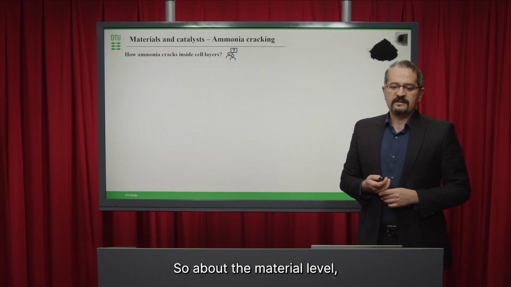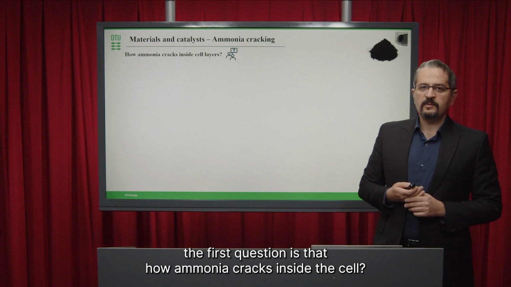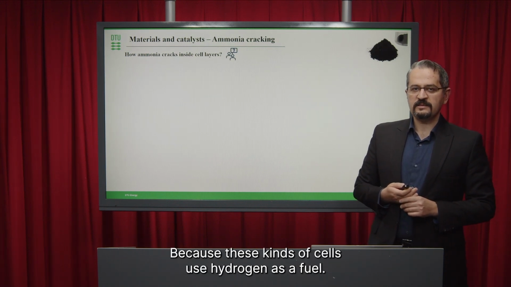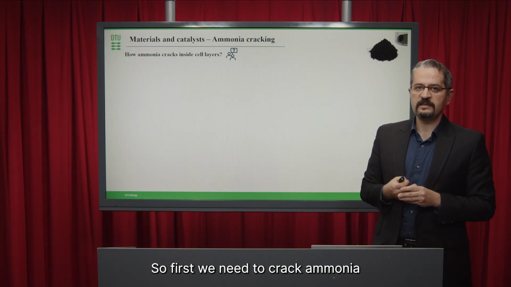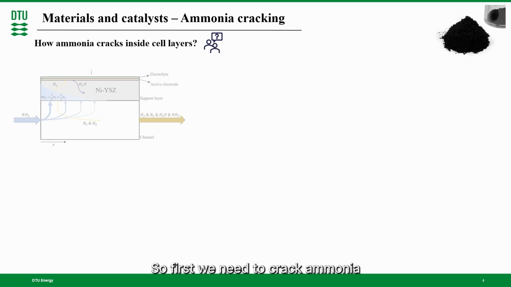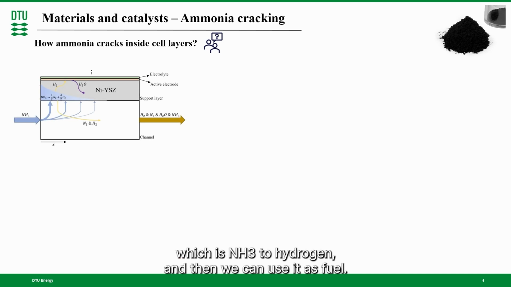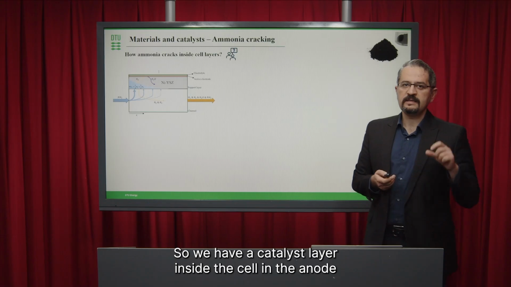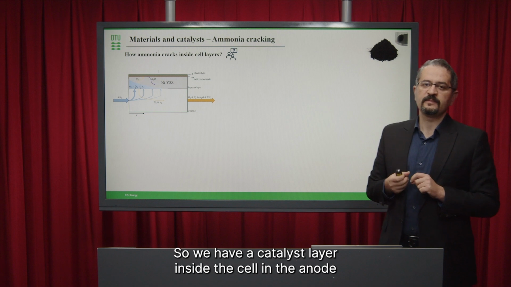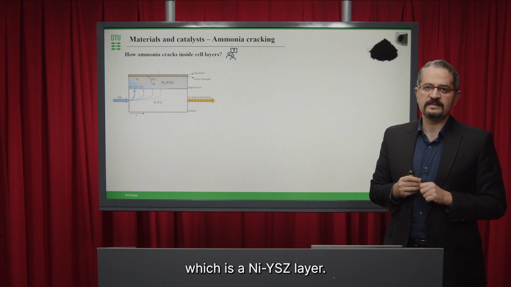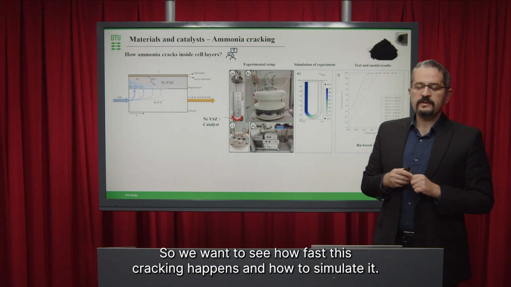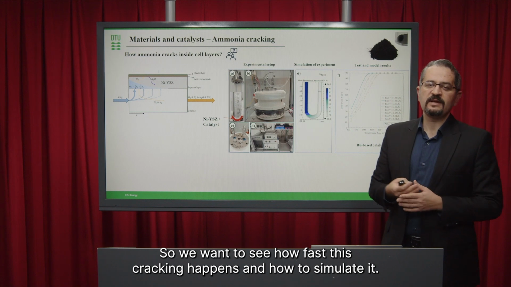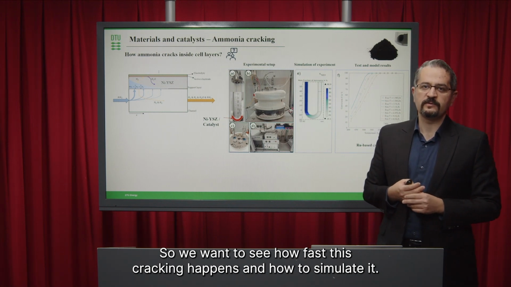About the material level, the first question is how ammonia cracks inside the cell, because this kind of cell uses hydrogen as a fuel. So first we need to crack ammonia, which is NH3, to hydrogen, and then we can use that as a fuel. We have a catalyst layer inside the cell in the anode, which is a nickel YSZ layer, and this nickel is a very nice catalyst for cracking of ammonia. So we want to see how fast this cracking happens and how to simulate it.